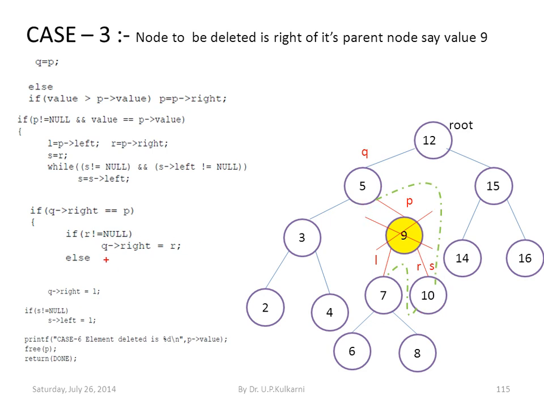We are using q.right equal to r provided r exists. If this doesn't exist, then what we do is simply use q.right equal to l. Q.right, we make it point to l because there is nothing here, and anyhow we are deleting this. Hope you understood this.